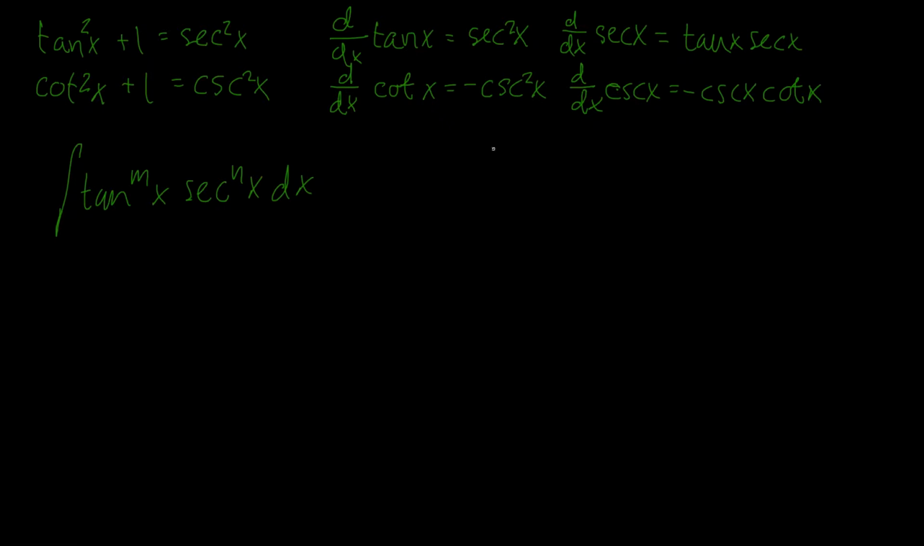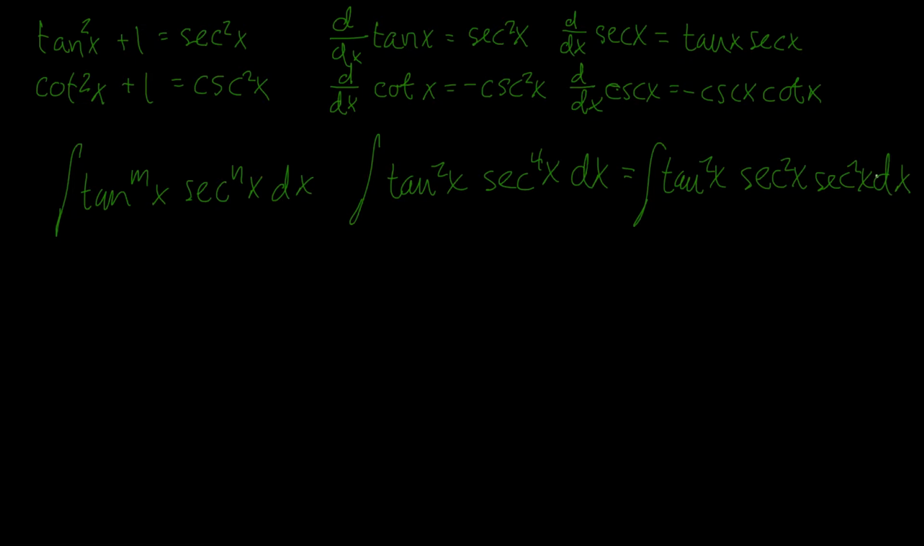So for a practical example, according to our rule, if this is even, we will break off a secant squared x. So this can be rewritten. Then we will rewrite the remaining secant function that we have broken it off of. We will rewrite that in terms of tangent. So I'm going to write that down here.